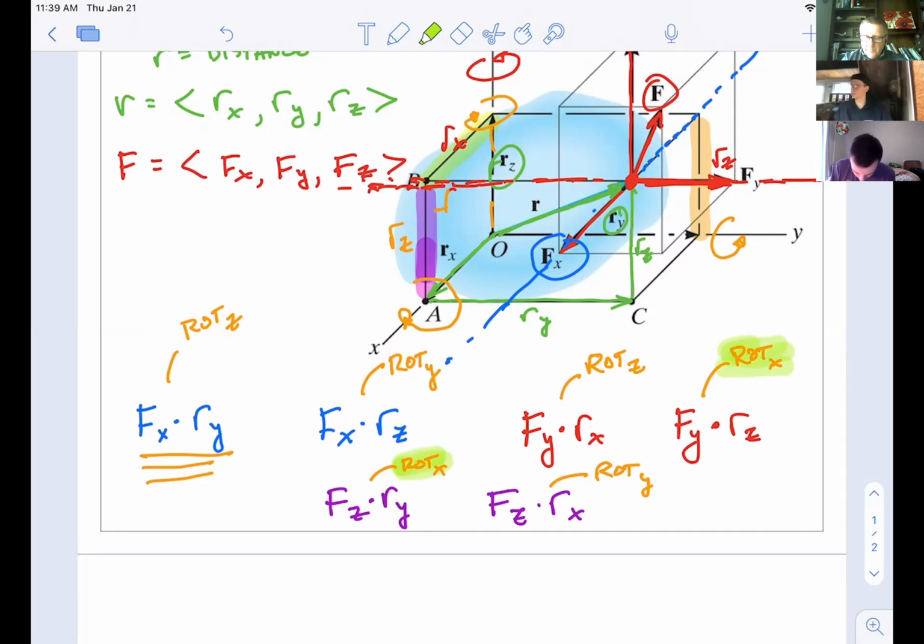And then if you switch to the Y axis, don't you see the same pattern? Where does the total rotation around the Y axis come from? It comes from force of X, distance of Z, force of Z, distance of X.